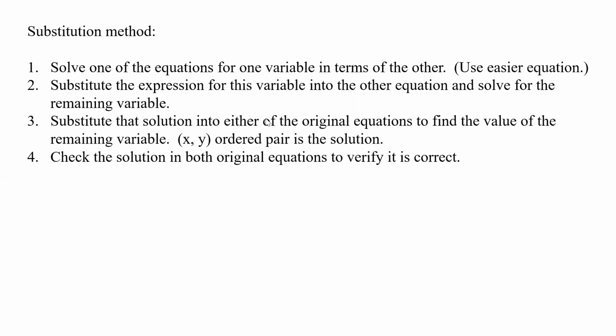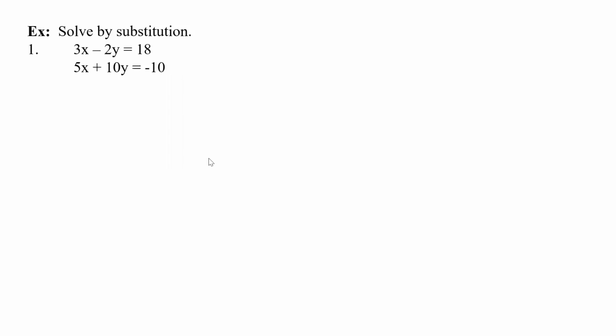Whatever we get out is going to be our x, y ordered pair, and that's going to be our solution. And then, like I said, we're going to check our solution in both original equations to verify it is correct. All right, so we're doing this by substitution.